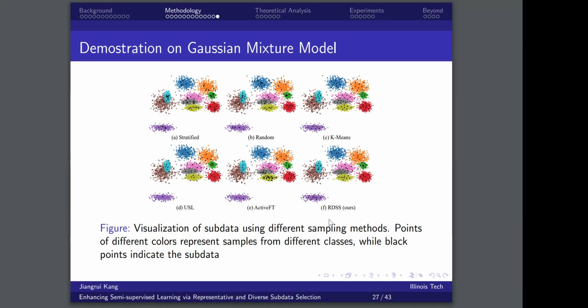And so why do we use RDSS rather than k-means? You will see in the experiment part, because k-means has a computational complexity with a t parameter which refers to the iteration time. So it's running slowly, yes.